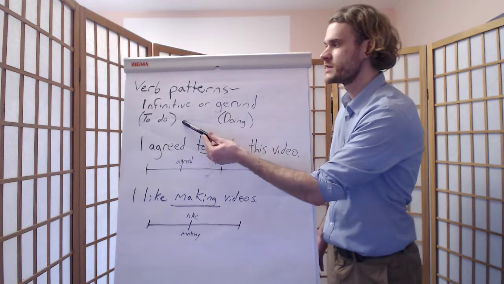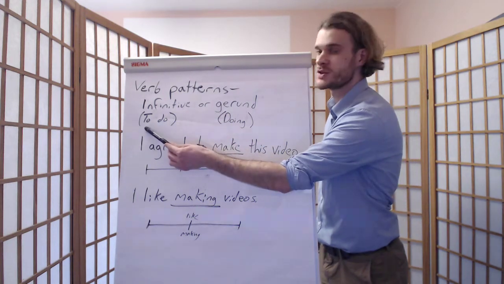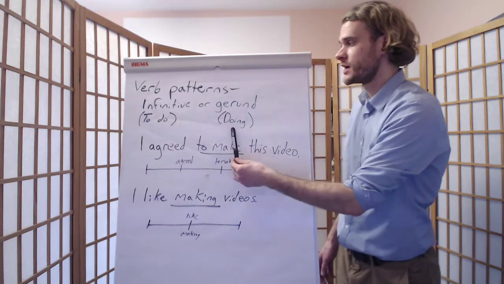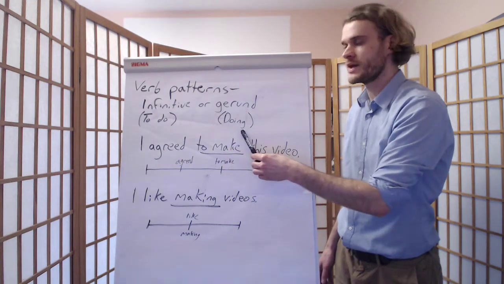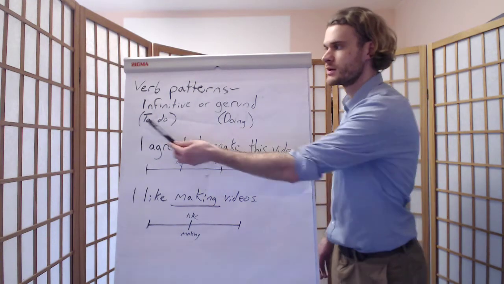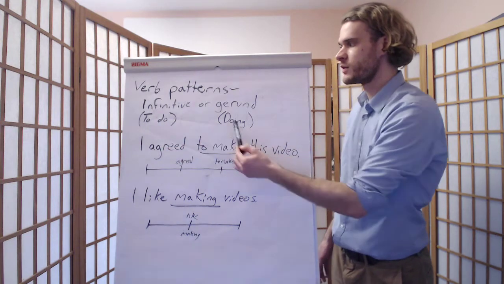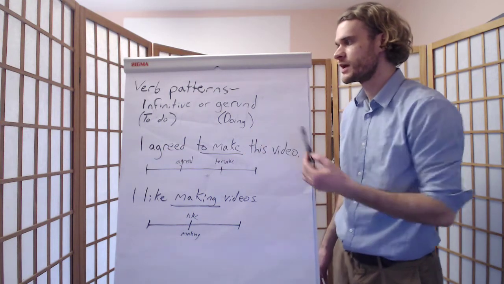The infinitive is the form of the verb which has the word to in front of it, and the gerund is the form of the verb that ends in ing. To do, the infinitive, or doing, the gerund.